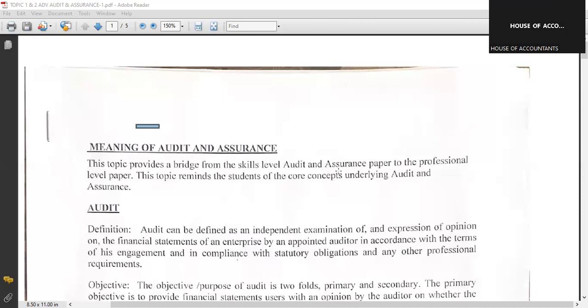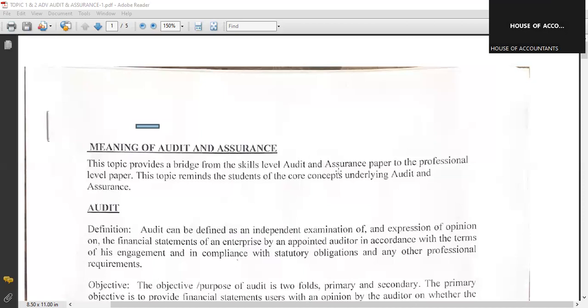Now, to express opinion on financial statements. What are the financial statements you're talking about? The financial position, income statement, cash flow, changes in equity. That is what they express their opinion on, whether it gives a true and fair view, expressed by an appointed auditor. The auditor must be appointed before he can act as an auditor, in accordance with the terms of his engagement and in compliance with statutory obligations. Because there is a statutory obligation, there is a law that guides the auditor on what to do.